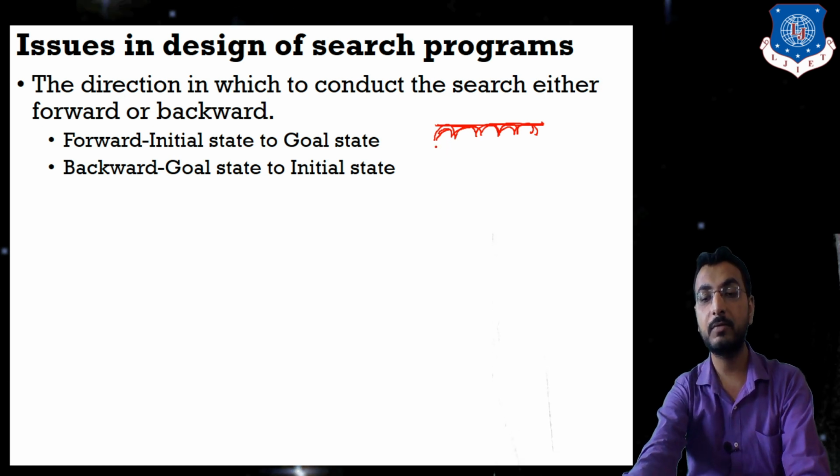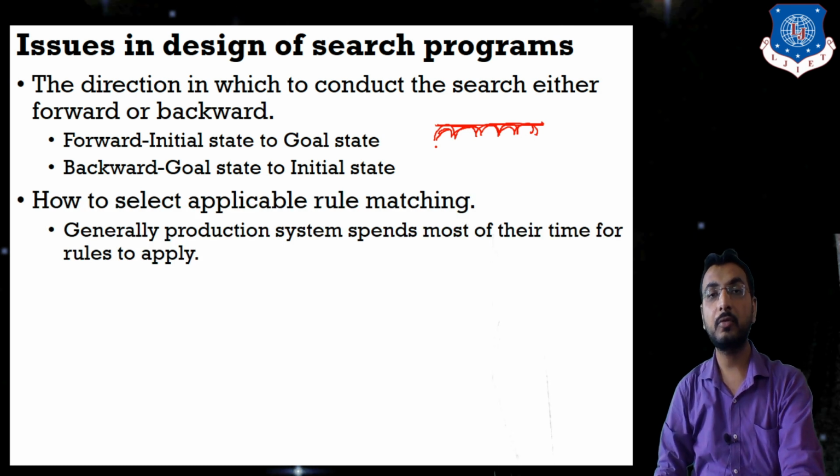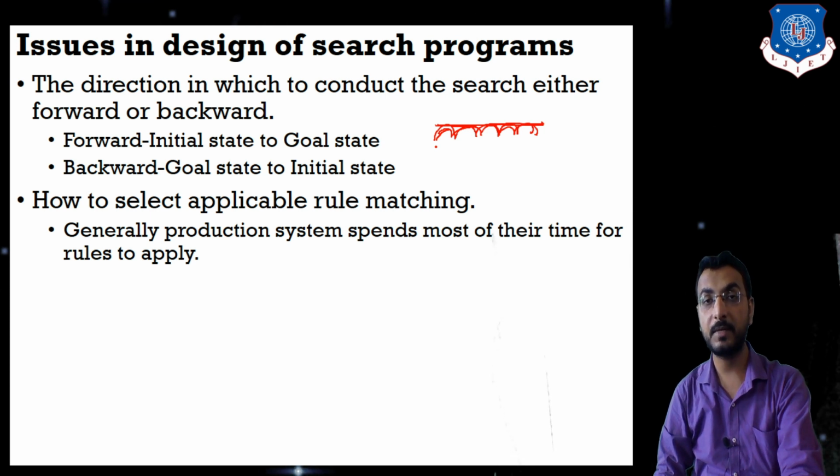Now the next one is how to select the applicable rule matching. That means from 6 or 7 or we can say 10 operators or rules, how you will be able to determine one particular rule which will lead to your goal state. Generally the production system spends most of its time applying rules and deciding which rule should be applied next. So this is one of the most important and significant dilemmas that production systems are facing.